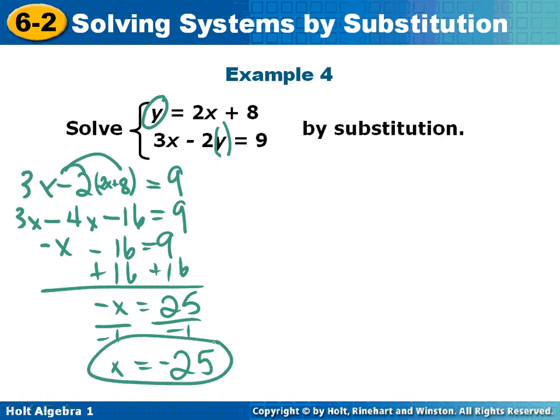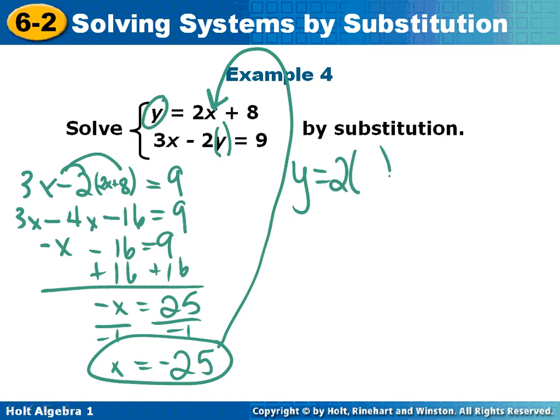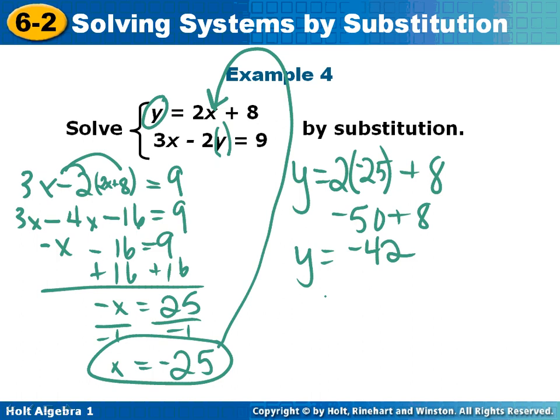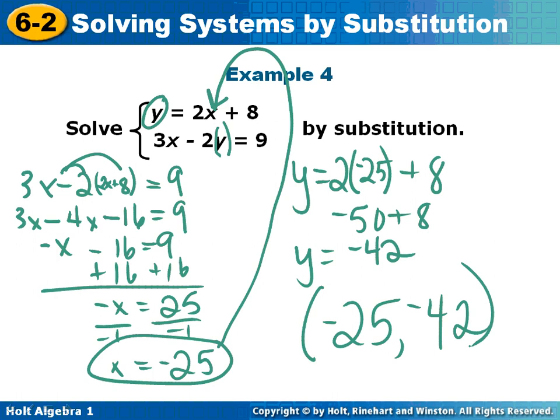Now I realize I'm doing this pretty quickly, but feel free to pause me or slow me down a little bit and rewind. Now I need to take the negative 25 and plug it back into the x. So y equals 2 times x plus 8. Since x is negative 25, that's negative 50 plus 8, and y is negative 42. My intersection point, the x goes first and the y goes second.